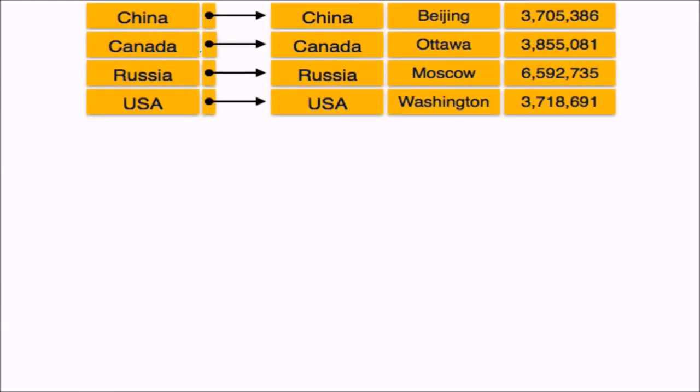Like this, this is China, or say any country. China is stored here, so it is pointing to China and the other records. This is one record, and the other columns are also being shown.